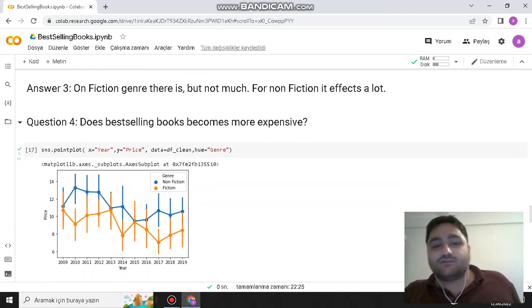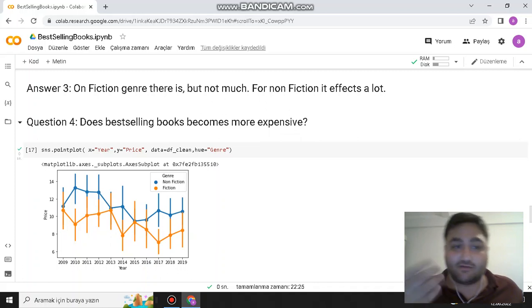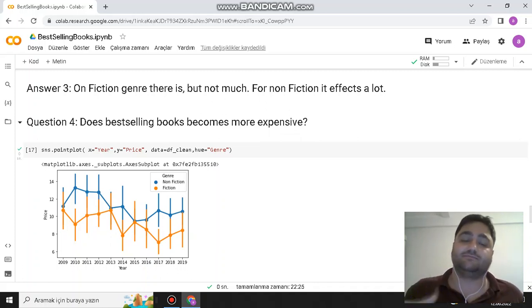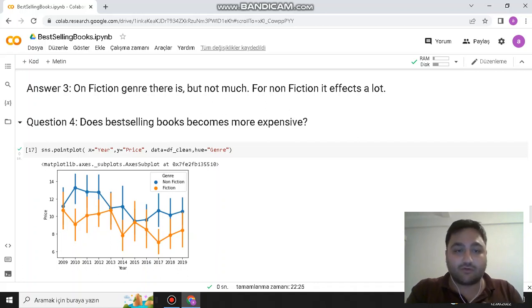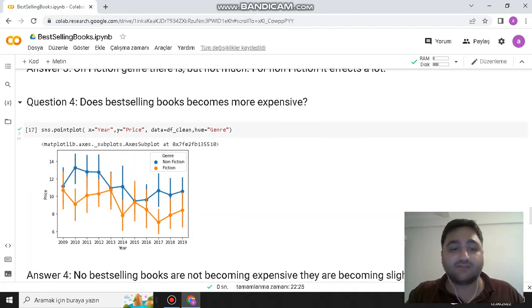Do best-selling books become more expensive? As you can remember, this data is from best-selling books from 2009 to 2019. Has the price of them increased? No, actually, you can see here a little bit of decrease. The fiction one has a bigger decrease, but the non-fiction one.